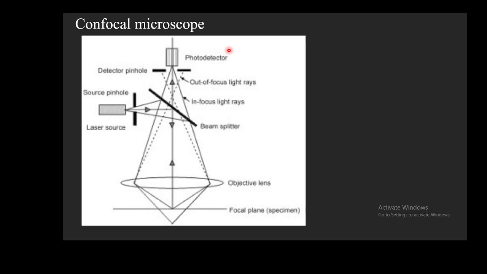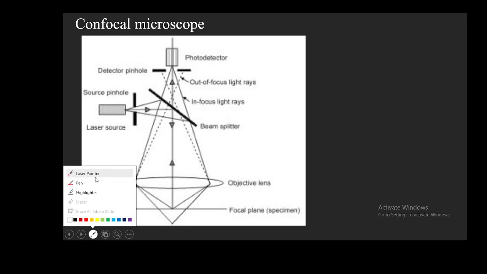Now coming to the confocal microscope. In case of the confocal microscope, what the scientists did, they wanted to keep the illumination fixed. So the majority of the fluorophore molecules are present only on the focal plane. The light is hitting only on the focal plane instead of the out of focal plane.